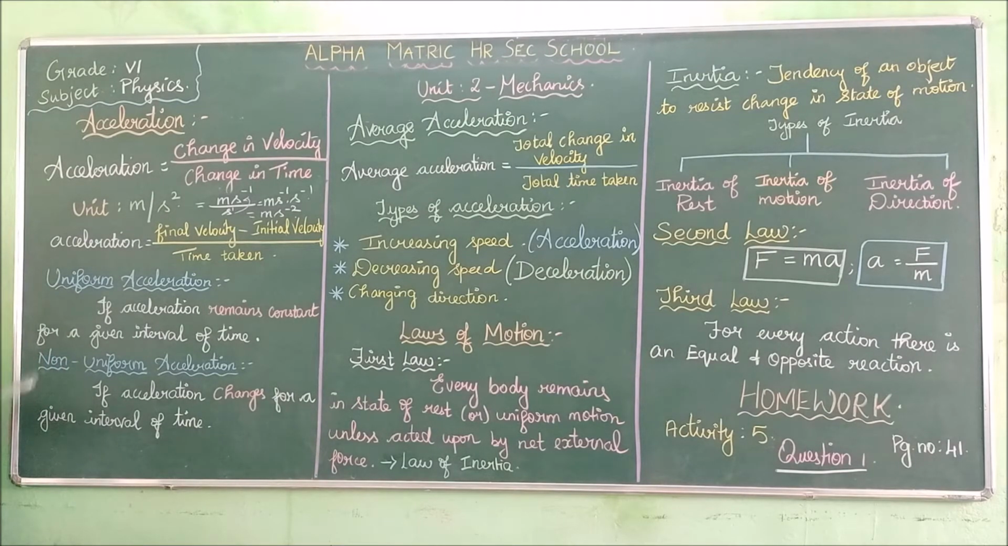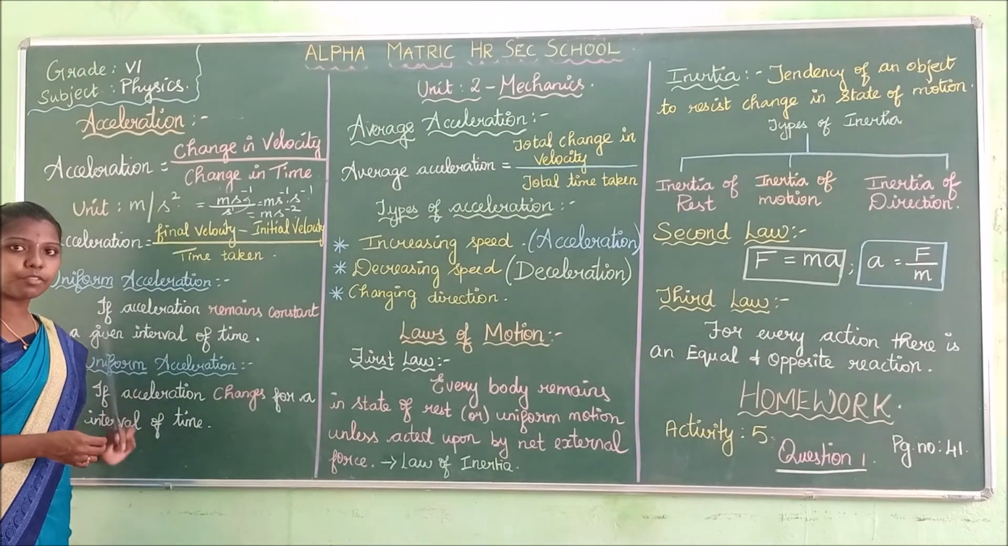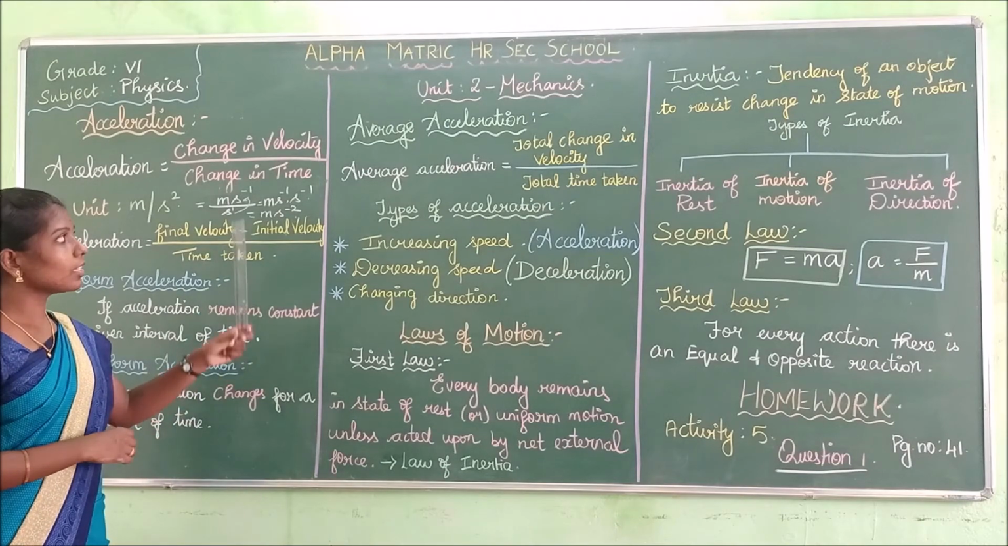Is it clear? Can you identify the difference between uniform acceleration and non-uniform acceleration? Yes. If an acceleration remains constant, or if it does not change for a given interval of time, then it is said to be uniform acceleration. If an acceleration changes for a given interval of time, then it is said to be non-uniform acceleration. Yes, these are the differences between uniform and non-uniform acceleration.